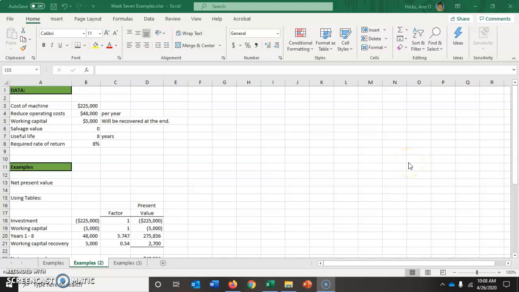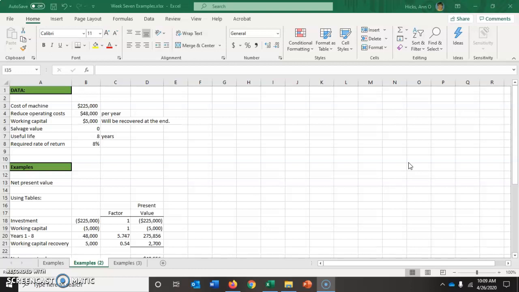In this example, I'm going to add an additional element to the net present value scenario, and that is working capital. So in the original scenario, the only cash flow that was involved was the initial purchase of the machine, the initial investment, and the savings in operating costs. In this scenario, what I'm assuming is not only are we going at the beginning of this 8-year period to spend the $225,000 to acquire the machine, we're going to need some upfront working capital.